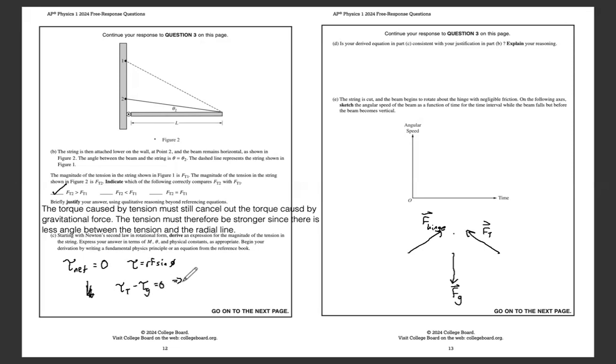And then therefore, L F_T times sine of theta is going to have to equal, let's see, L over 2 mg. So therefore, F_T is going to equal mg over 2 sine theta. All right, so probably about 2 points for part B, and then another 2 points for part C, indicating that the torques have to cancel out, and then actually solving for tension.